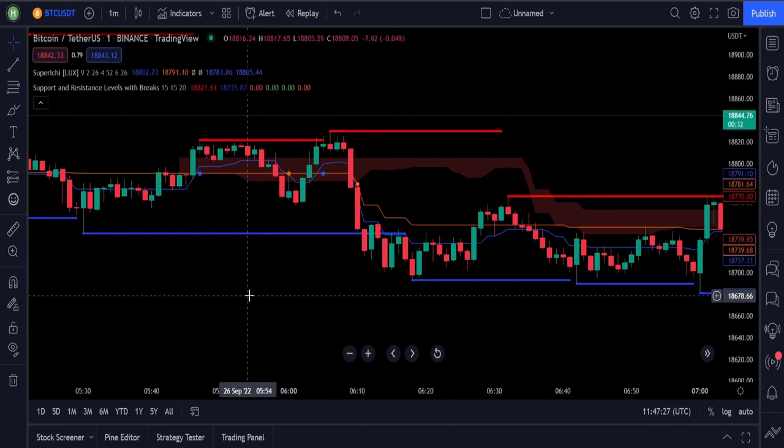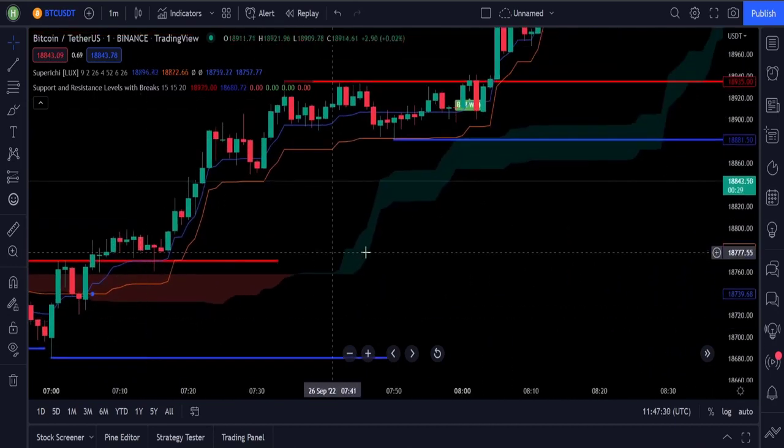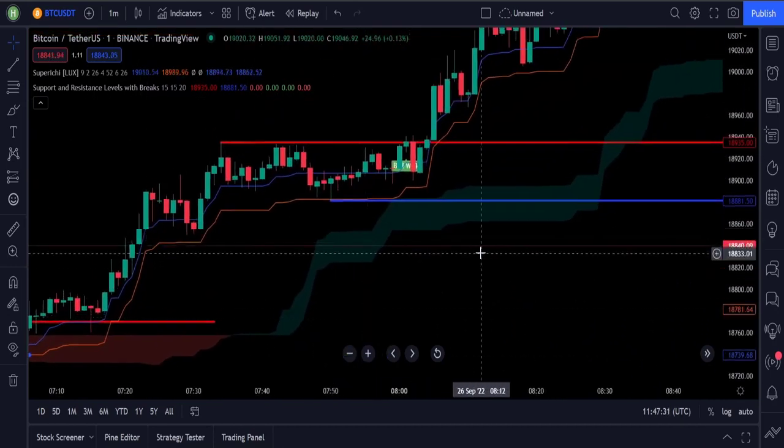So every time the price action makes a significant breakout from the level of resistance or support, the indicator will print a green or red label, and based on these labels, we're going to be entering buy and sell trades.